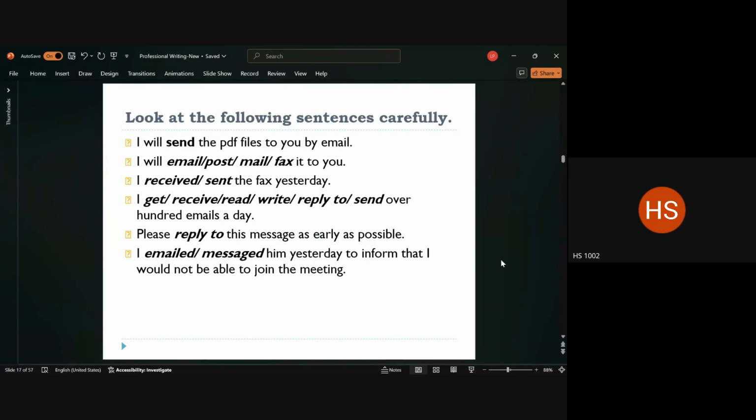This particular slide is just to introduce you to some commonly used verbal complexes in email writing. Just read through it. That's all. Just read all those sentences. You don't have to learn anything. Learn in the sense, just see how these words are used.